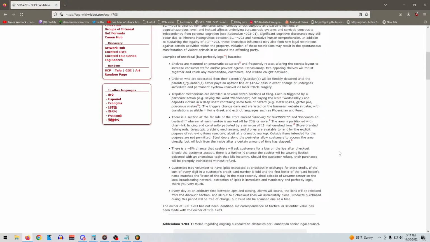Customers may volunteer to have their lipids extracted at checkout in exchange for store credit. If the sum of every digit in the customer's credit card is odd, and the first letter of the cardholder's name matches the letter of the day, and most recently aired episode of Sesame Street on the local broadcast network. Extraction of lipids is immediate and mandatory and perfectly legal. Thank you very much.